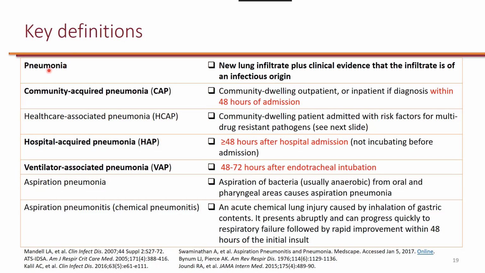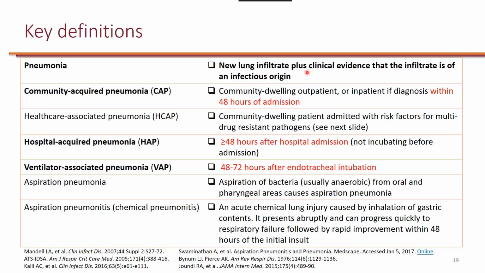By definition, pneumonia is a new lung infiltrate on the chest X-ray plus clinical evidence that the infiltrate is of an infectious origin. Now keep in mind that while this is the standard definition of pneumonia, for many patients, pneumonia is a clinical diagnosis.